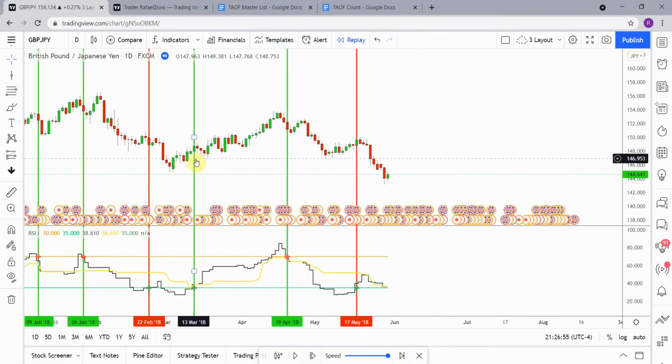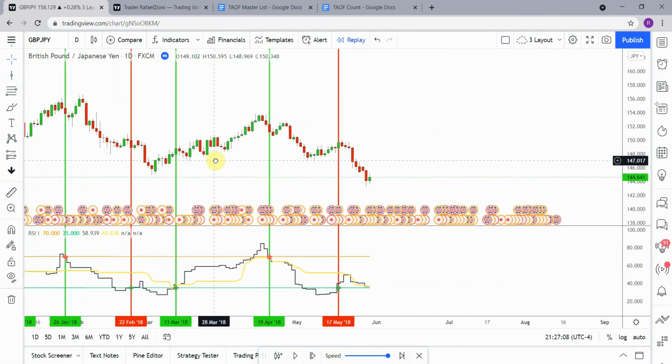All right, so here we pick up along this one and we get a little bit of a pullback right here, but then price is able to overcome that pullback to the downside and push its way back up, getting us to take profit. Then we get this short signal right here.